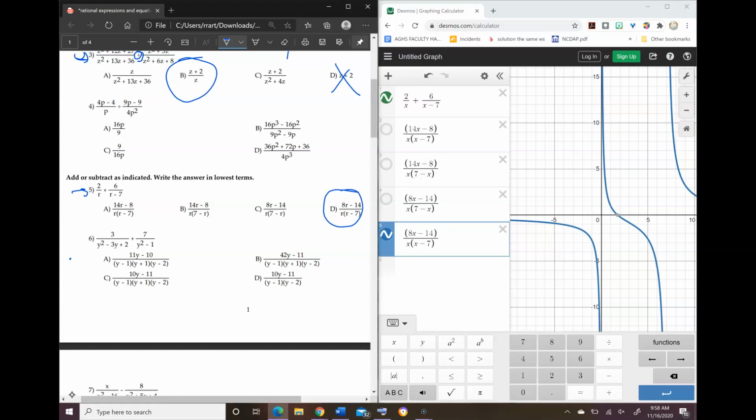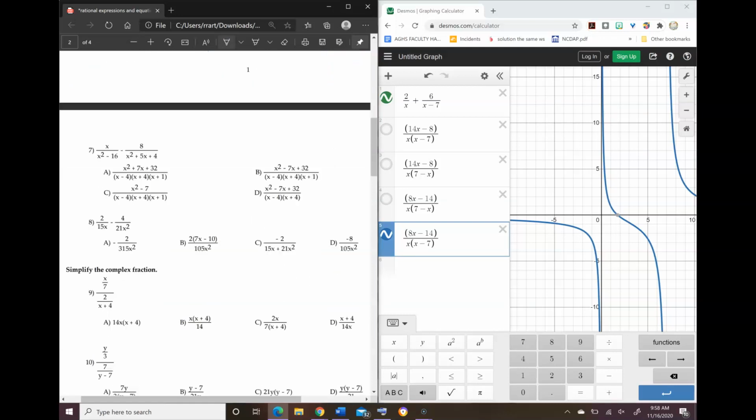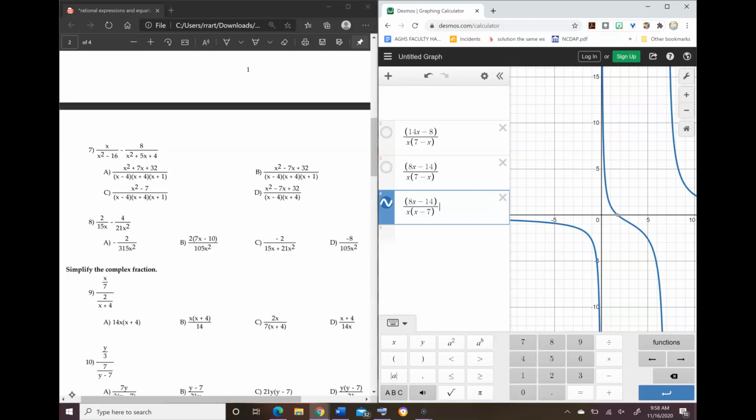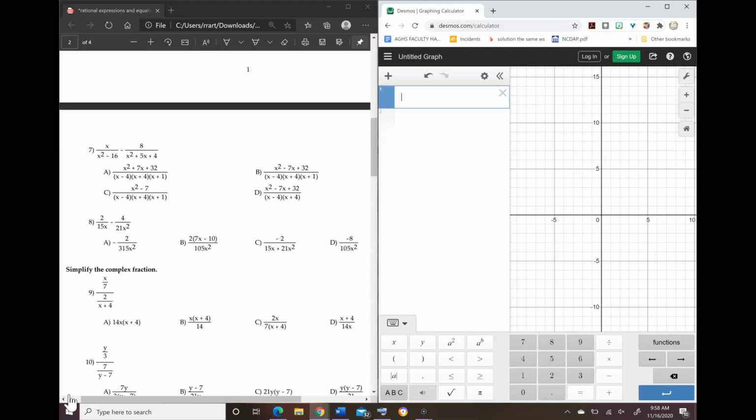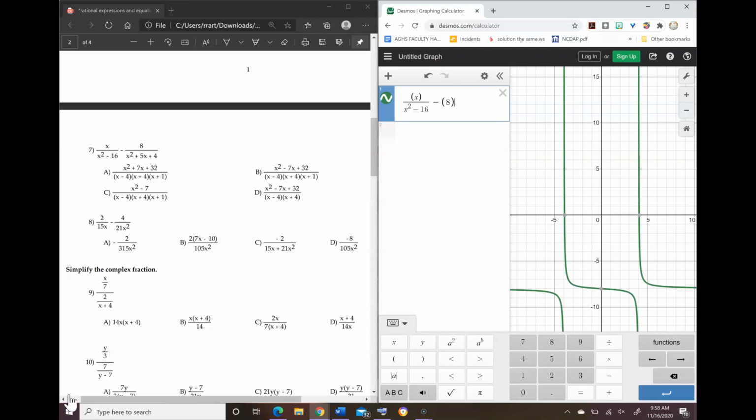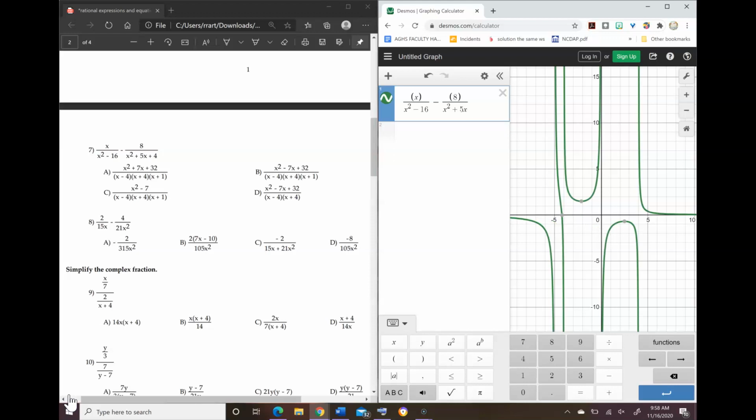All right, and let's see here. We're going to do a subtraction, and then we'll call it a day. So x divided by x squared minus 16. We're going to subtract 8 divided by x squared plus 5x plus 4.